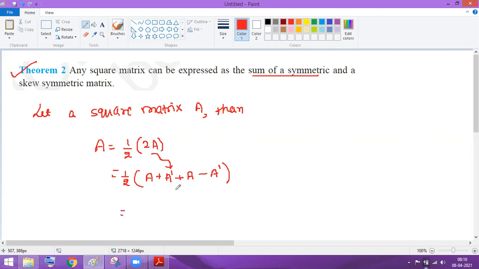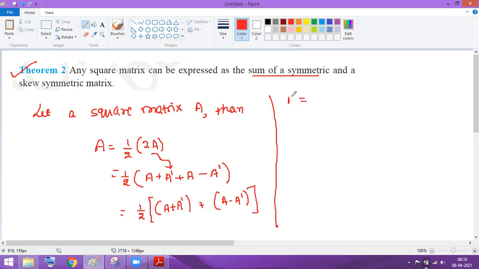Now if I separate this half in two parts, can we write the first part as A plus A dash, plus the second part as A minus A dash? Then I will get the matrix A equal to half of A plus A dash plus half of A minus A dash. Yes, guys, can we say that?